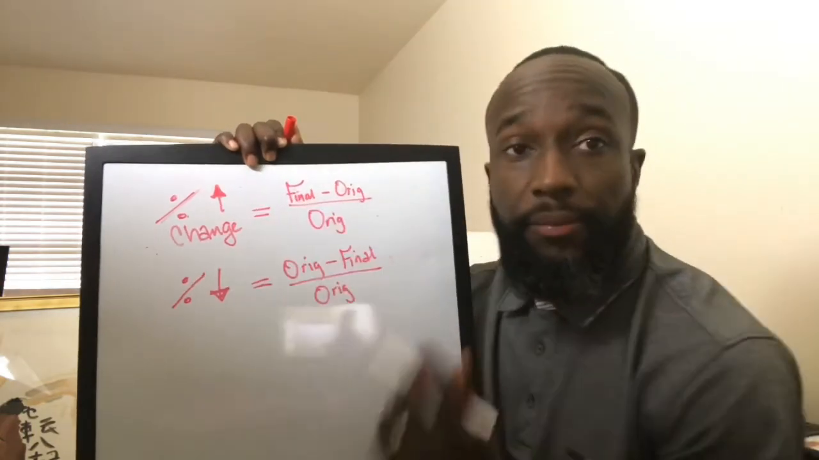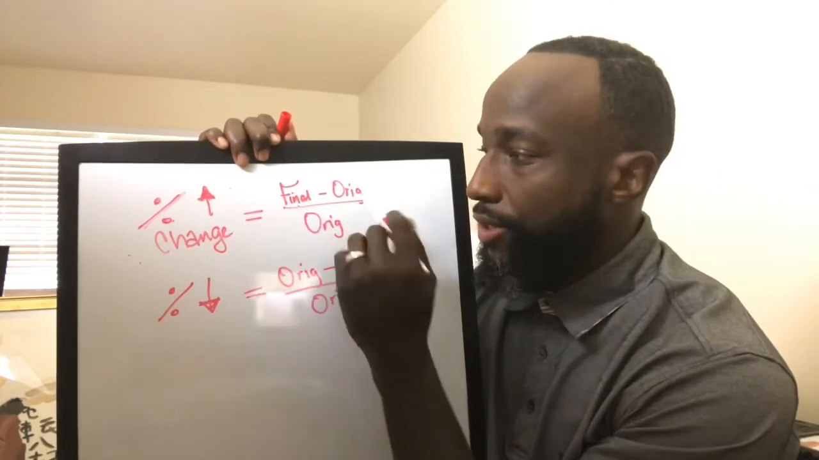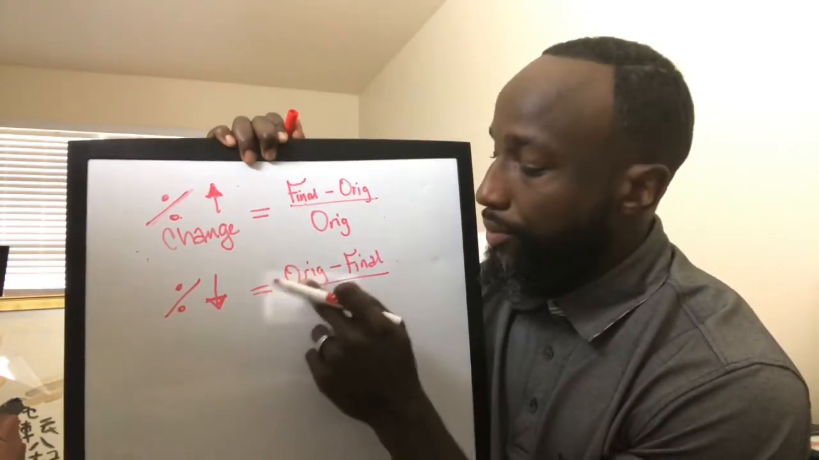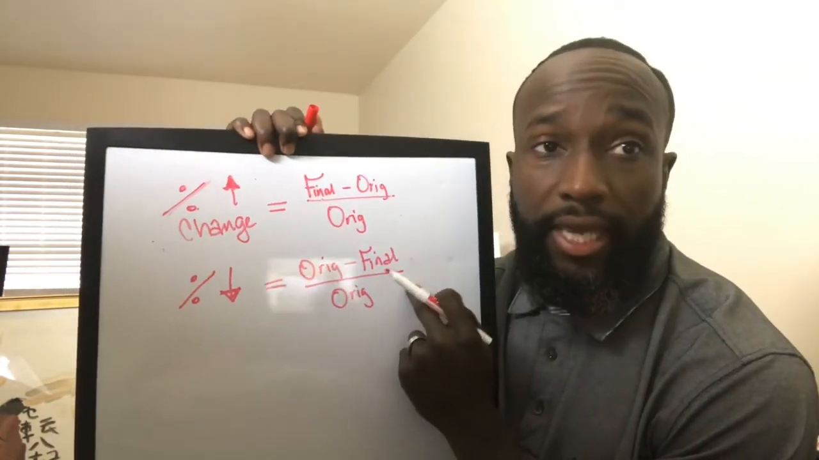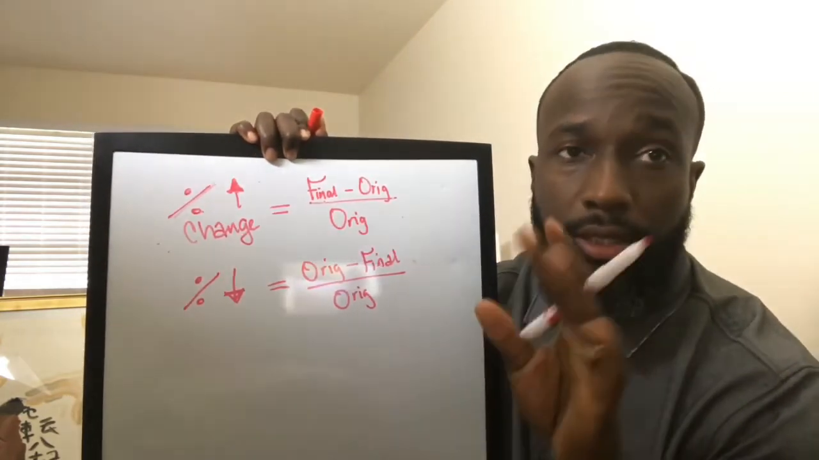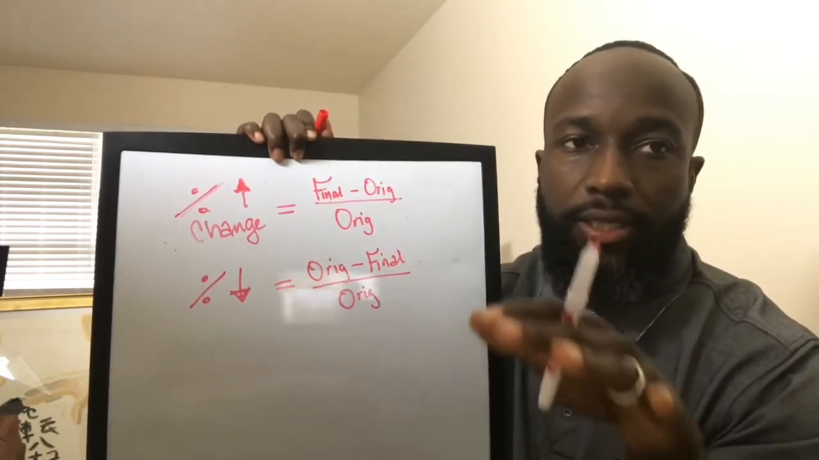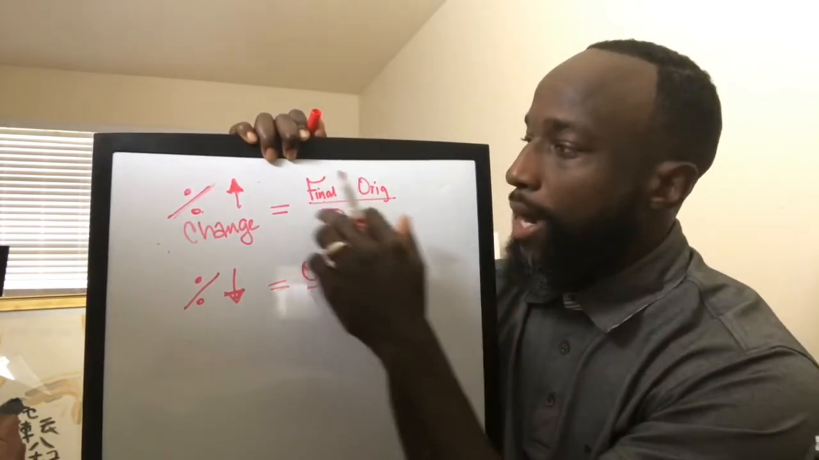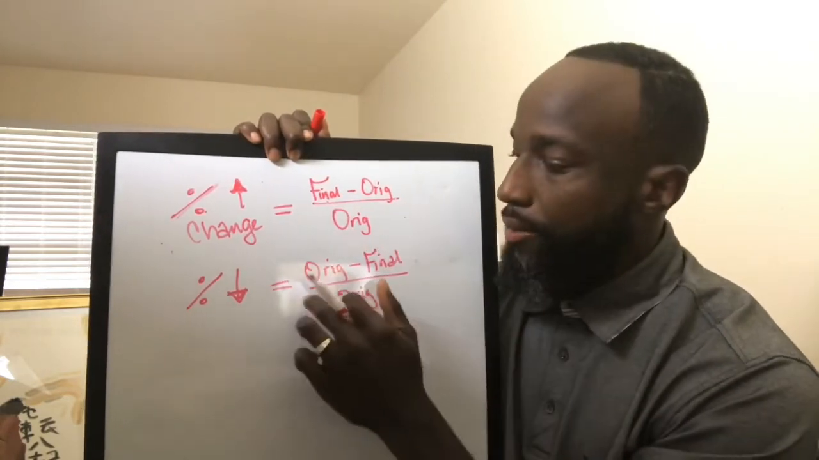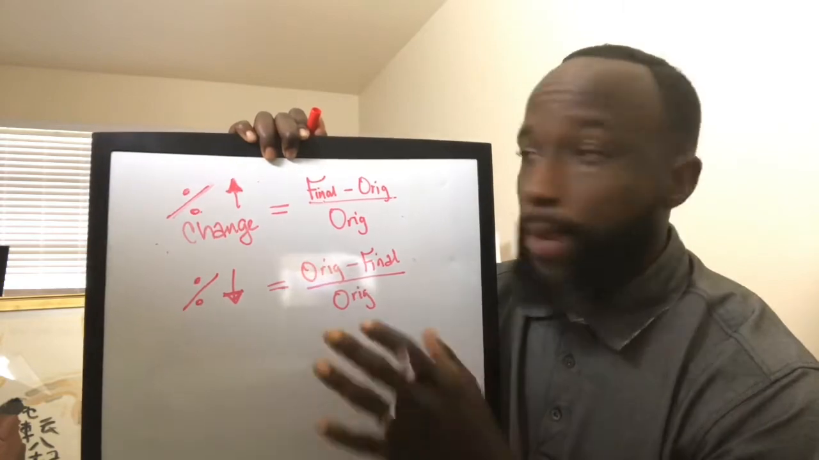Why do you think you put the final first and the original second here, but the original first and the final second here? Take a moment to think about that. Pause your video and think about it for a moment. Why is the final first and original second here? Why is the original first and the final second here? Okay, all right, so let me tell you.